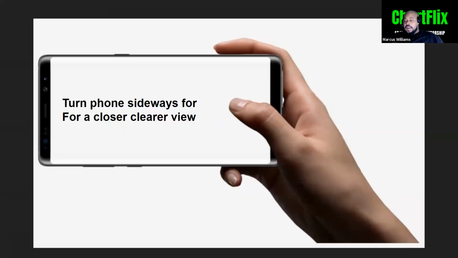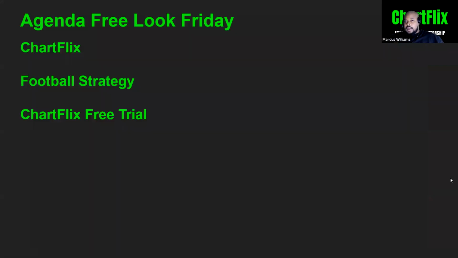If you're on your cell phone, so you can get a clear view of the charts, make sure you turn your cell phone sideways so you'll be able to see what I'm about to show you. And let me just tell you this, what I'm about to show you is going to change the way you trade. It's that missing piece that you were looking for to give you an edge over the market. So I can't wait to show you that.